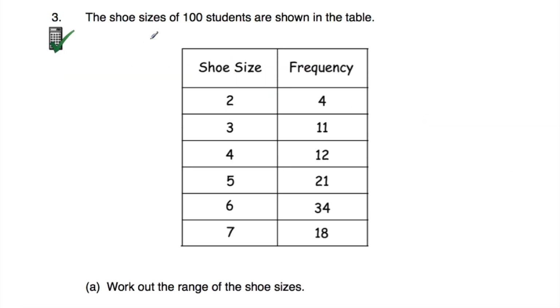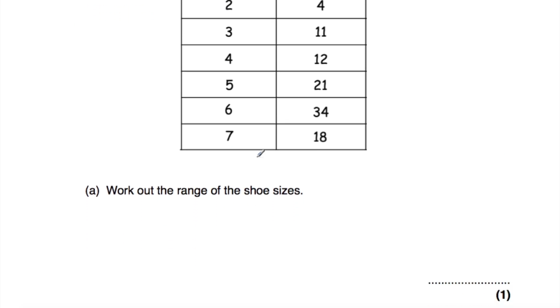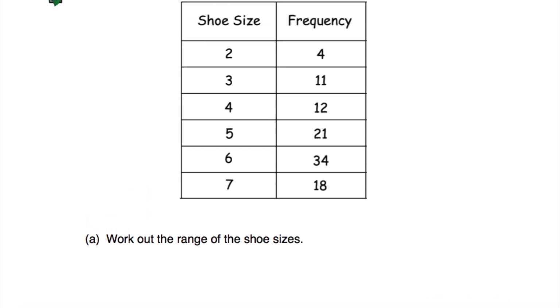Question number 3 says the shoe sizes of 100 students are shown in the table. So we've got 4 students who've got a shoe size of 2, 11 students who've got a shoe size of 3, and so on. In part A, we've been asked to work out the range of the shoe sizes.